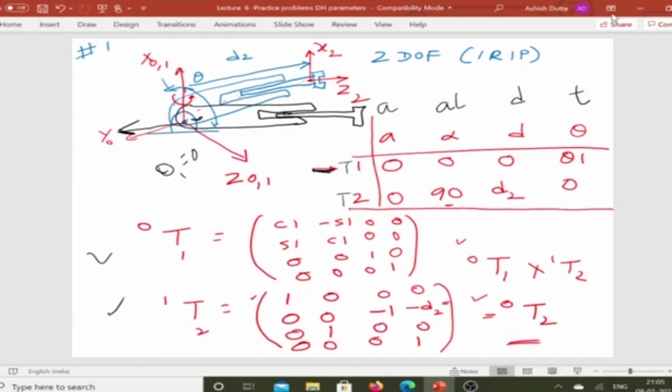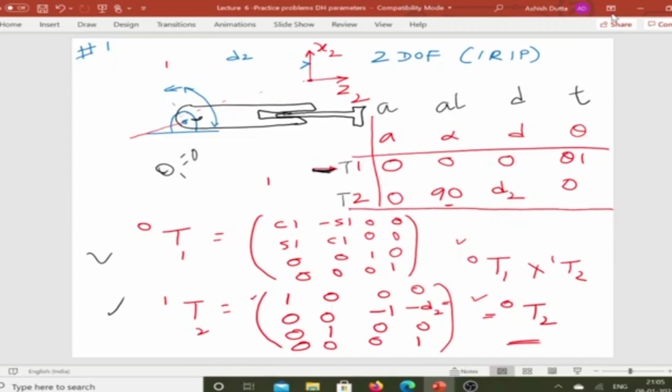Okay, now what is the direction of x, y, and z? Let me draw it again. I'll only draw the zeros so that you understand more clearly. So in this configuration, where is the x, y, and z? So your z0 is this side, x0 is that side, and y0 is this side, right? And this is my d2, theta 1 is equal to 0.